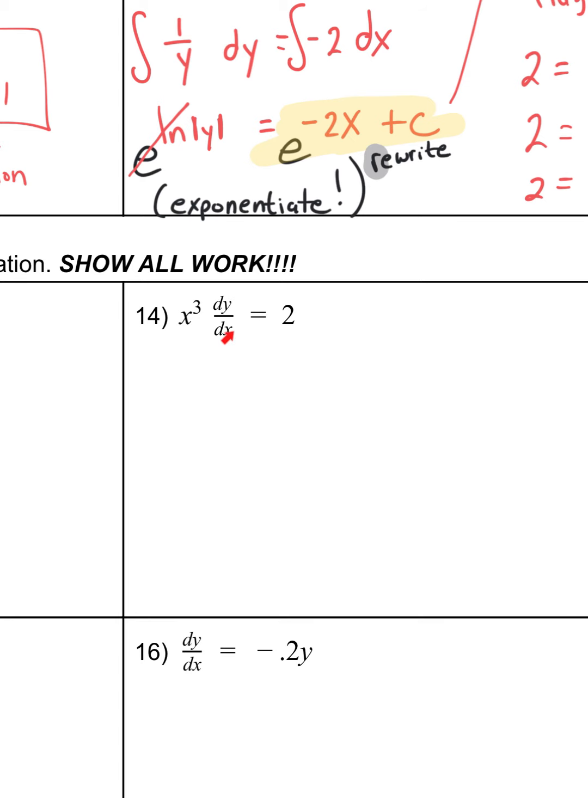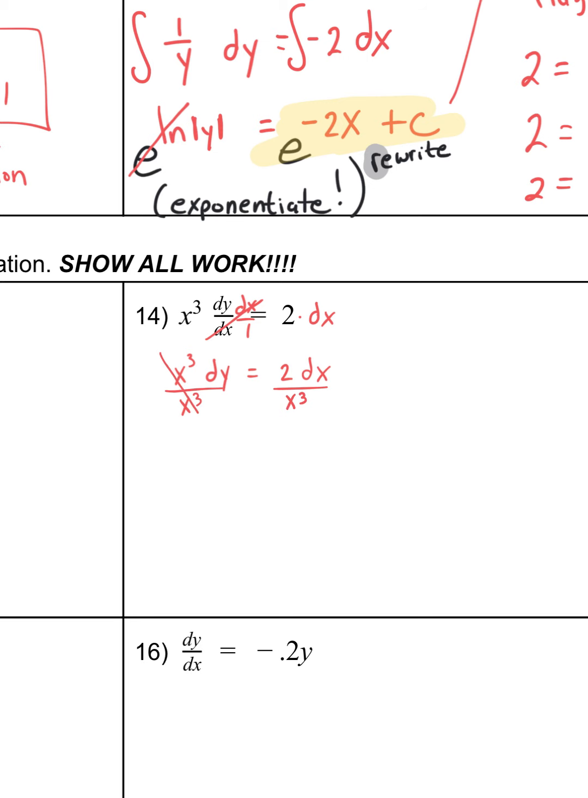To separate the variables here, we need to move over the dx. That's the first thing that we have to do. So we're going to multiply this side by dx over 1 and multiply this side by dx. These cancel. I have x cubed dy is equal to 2 dx. Now I need to move over this x cubed. So I need to divide both sides by x cubed.